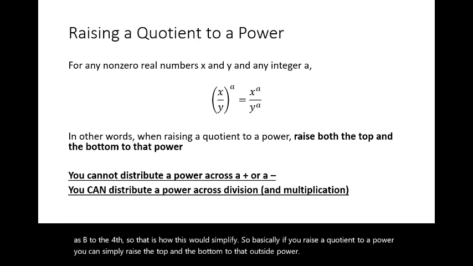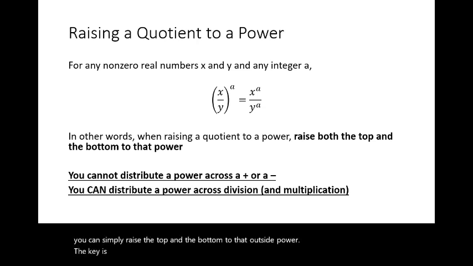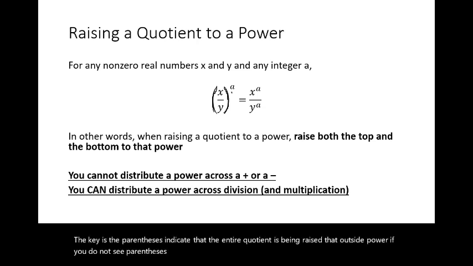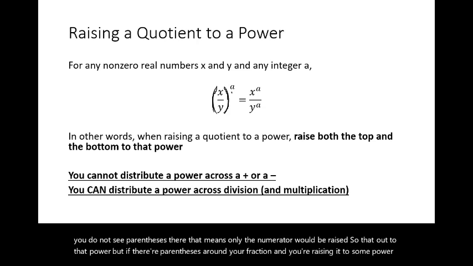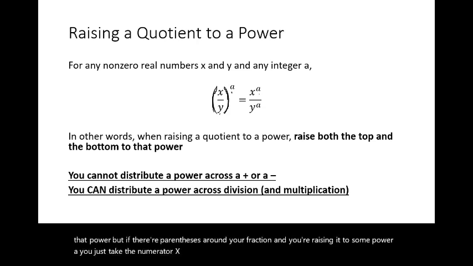The key is the parentheses. The parentheses indicate that the entire quotient is being raised to that outside power. If you do not see parentheses there, that means only the numerator would be raised to that power. But if there are parentheses around your fraction and you're raising it to some power a, you just take the numerator x and raise it to the power a. Then you take the denominator y and raise it to the power a.